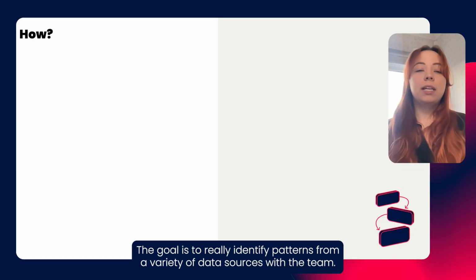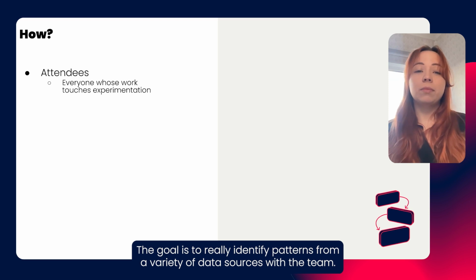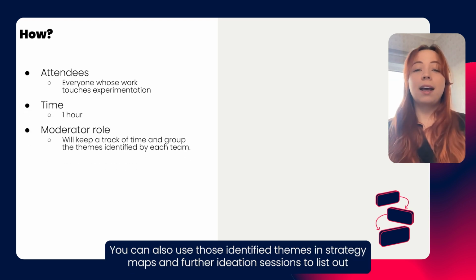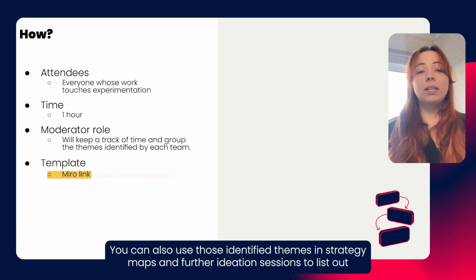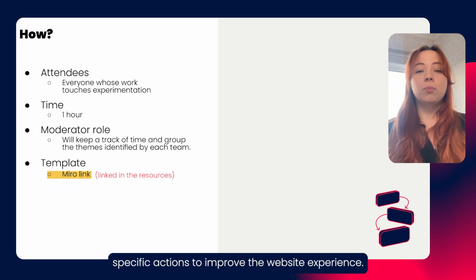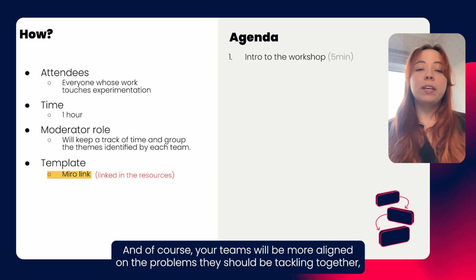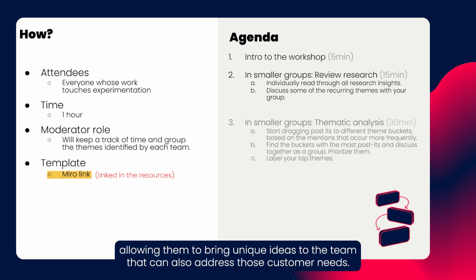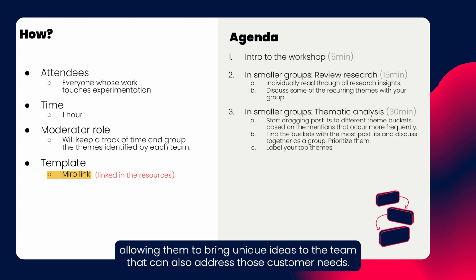The goal is to really identify patterns from a variety of data sources with the team. You can also use those identified themes in strategy maps and further ideation sessions to list out specific actions to improve the website experience. And of course, your teams will be more aligned on the problems they should be tackling together, allowing them to bring unique ideas to the team that can also address those customer needs.